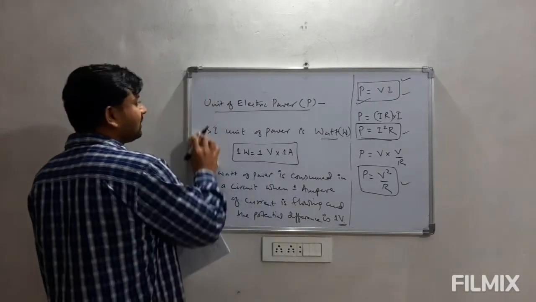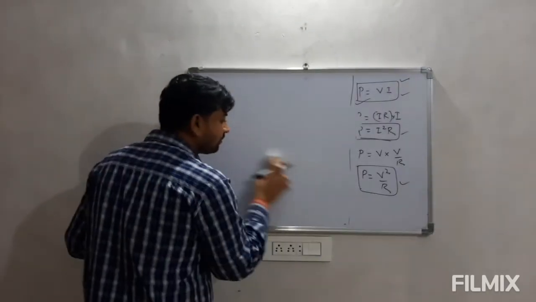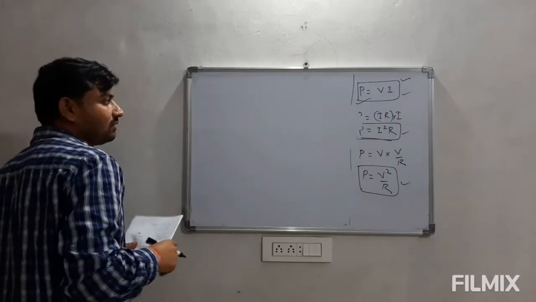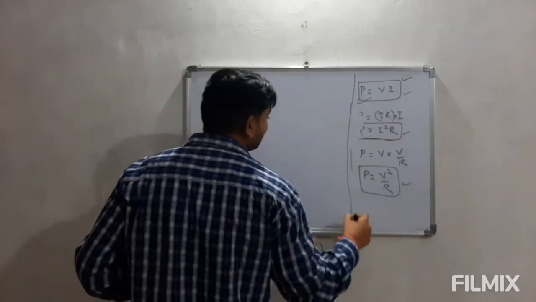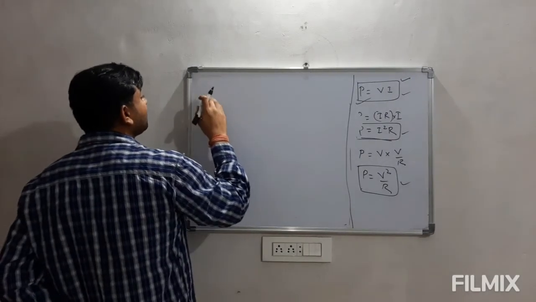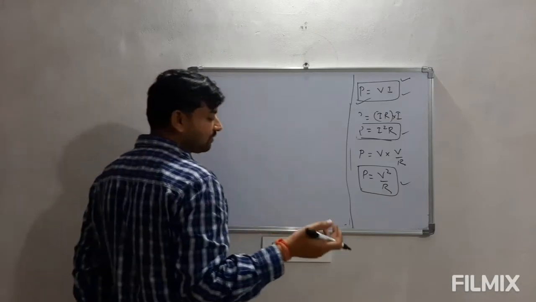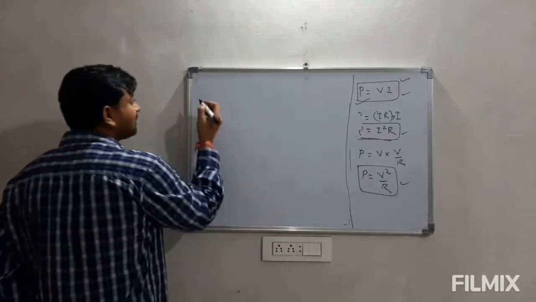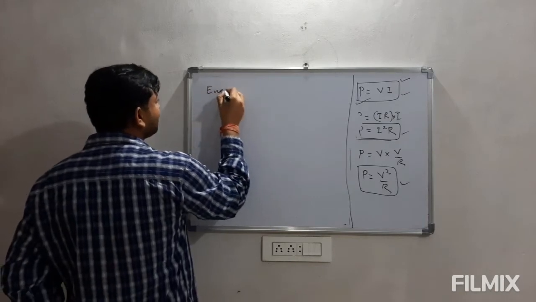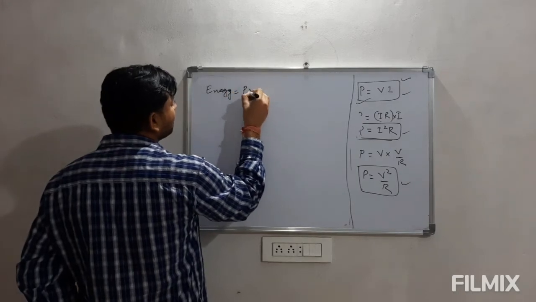But here one thing is there, watt is a very small unit, so whenever we use it we have to go for the energy consumption only. So whenever we come across the bills in our house or office or somewhere else, the charge whatever we pay is for energy. So here we can write energy is power into time.